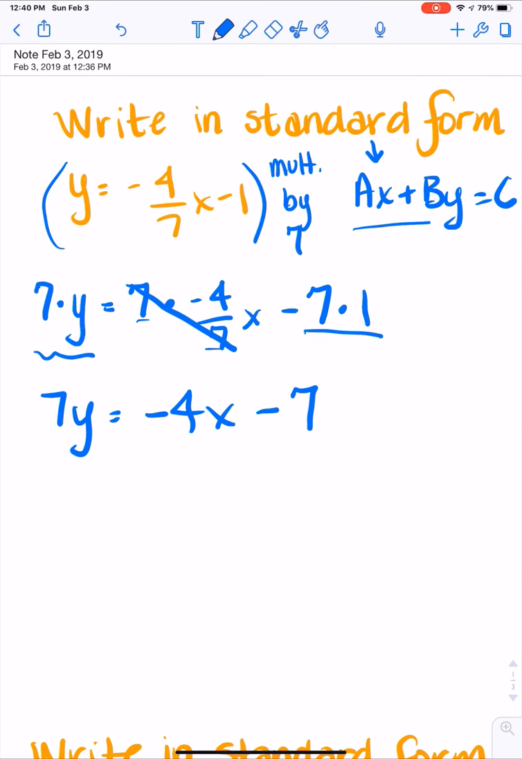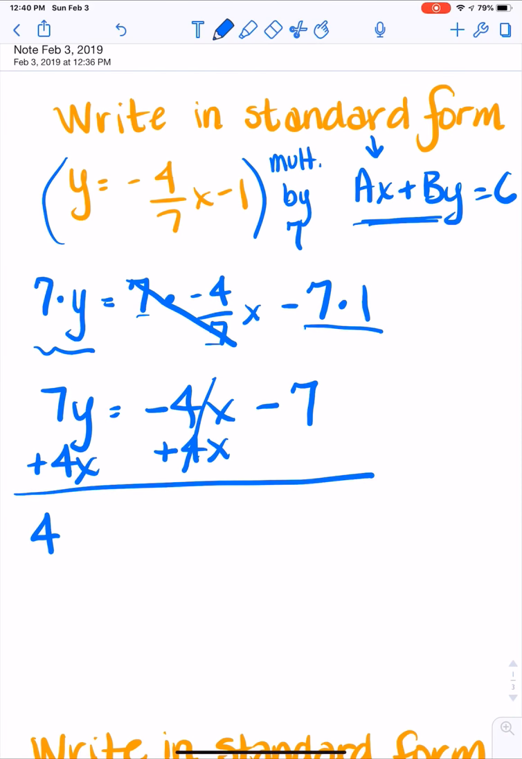Now remember, A and B have to be on the same side, which means I'm going to have to move this x on the other side. So I'm going to add 4x to both sides. This cancels. So 4x plus 7y equals negative 7.